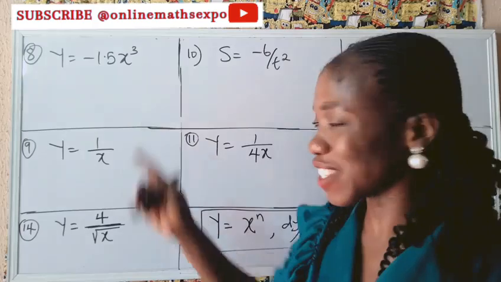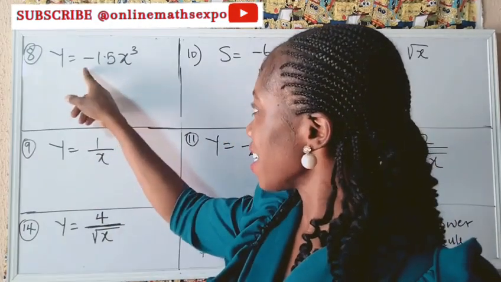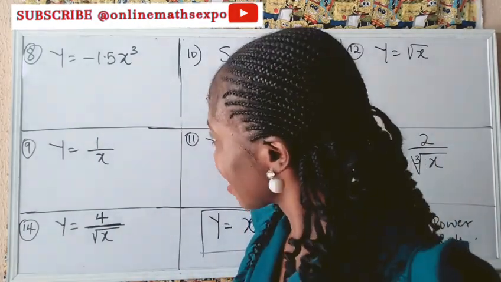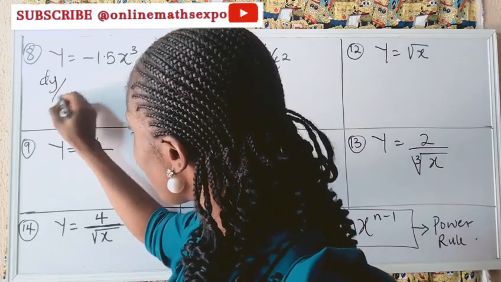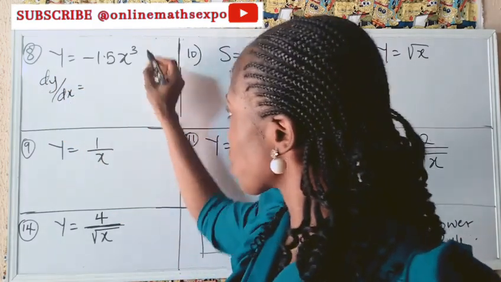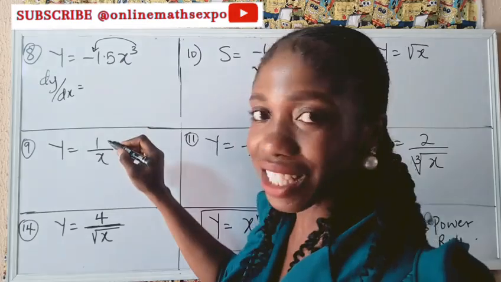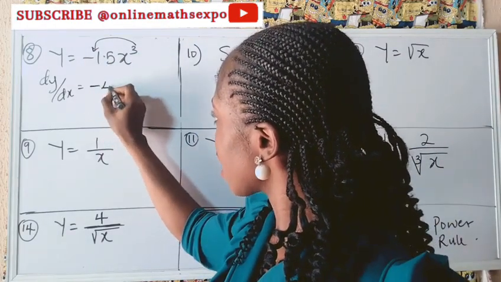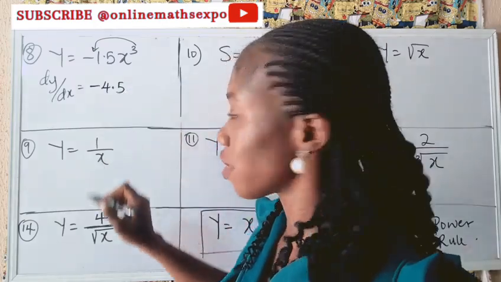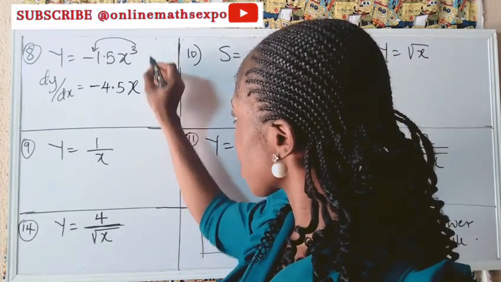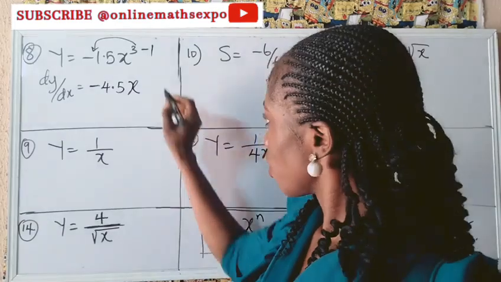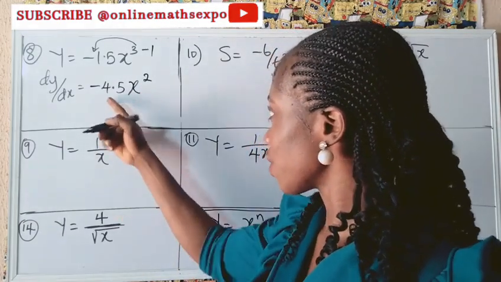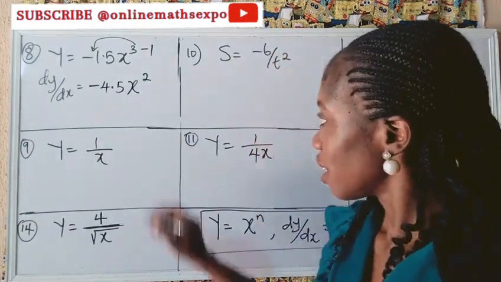For question 8, we are given y is this, then its derivative will be equal to, I will use the power to multiply. So use this to multiply this, it gives us negative 4.5. Then we have x, take 1 from here, we are going to have 2. So this is what we have.